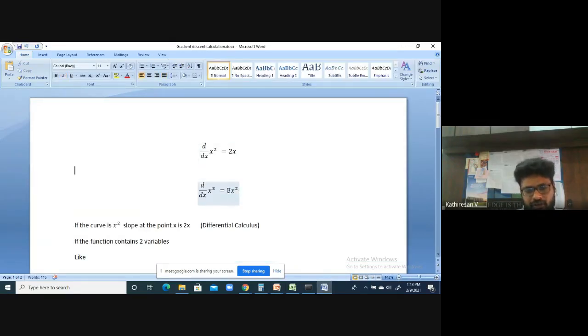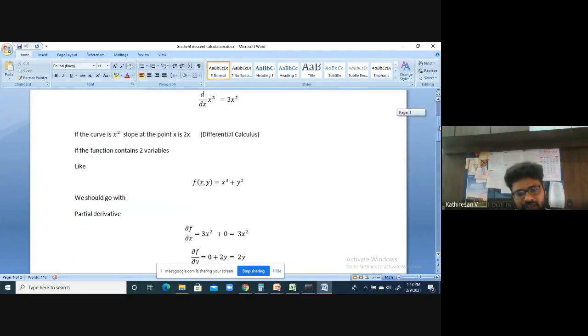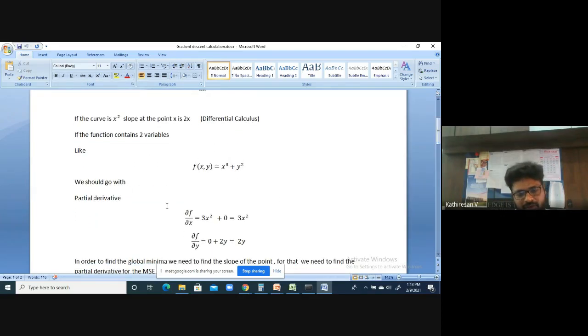See, if your curve is x cube, 3x square is the derivative of x cube. By this you can find the slope of a point. In order to find the slope of a point of a single variable expression, you have to apply the derivative. But in our case, we are not dealing with a single variable, we are dealing with multiple variables like f of x comma y equal to x cube plus y square. Here you have to apply partial derivative.